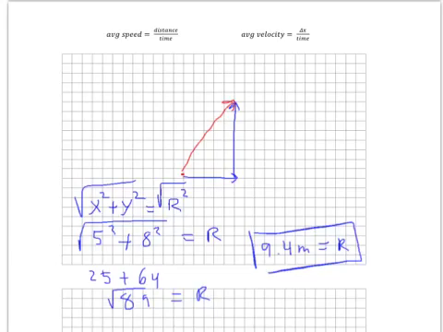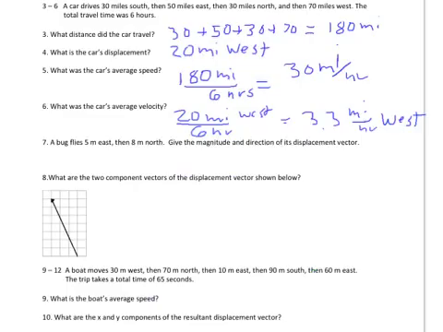Now, as far as the direction, all we need to do in this class is you're either going to tell me for directions east, north, west, south, or northeast, northwest, southwest, southeast. Those are the only directions I want. We can learn later how to do angles, but we're not going to mostly worry about that. So let's go ahead and put our answer in: 9.4 meters for the magnitude, and that was to the northeast.